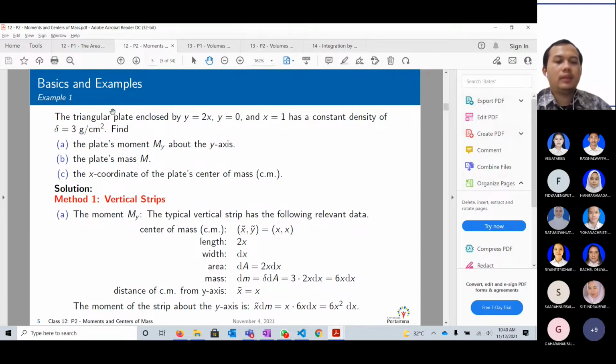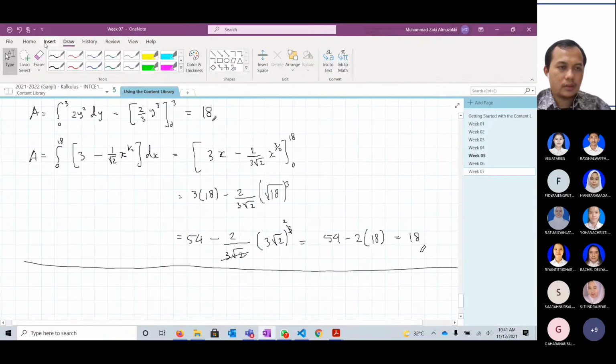So for example, if we have a triangular plate enclosed by y equals 2x, y equals 0, and x equals 1, and we assume that it has a constant density delta, which is 3 grams per centimeter squared. Then we are asked to find the plate's moment about the y-axis, the plate's mass m, and the x-coordinate of the plate's center of mass. I will just show you the illustration of the picture.